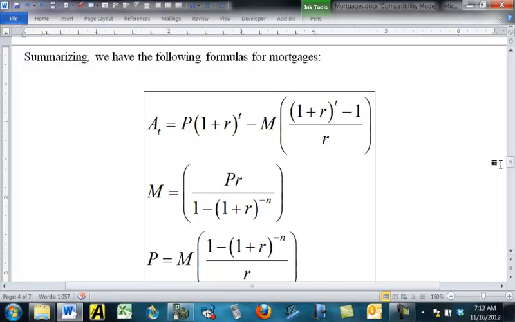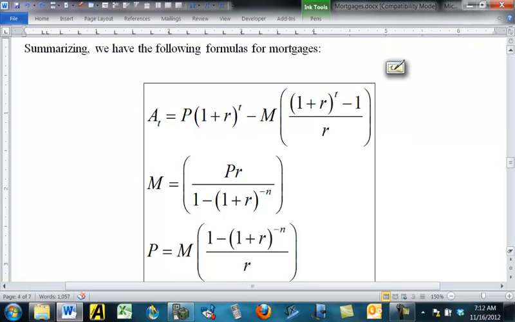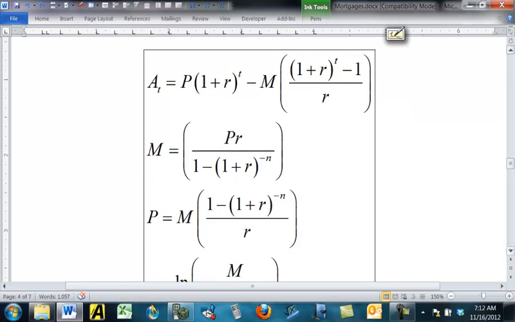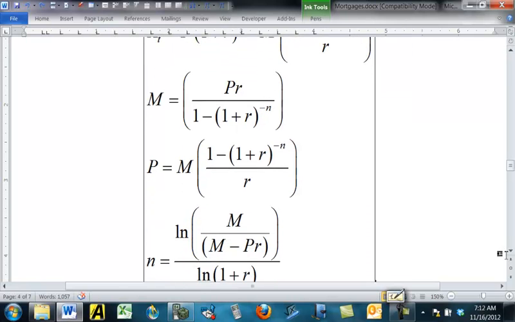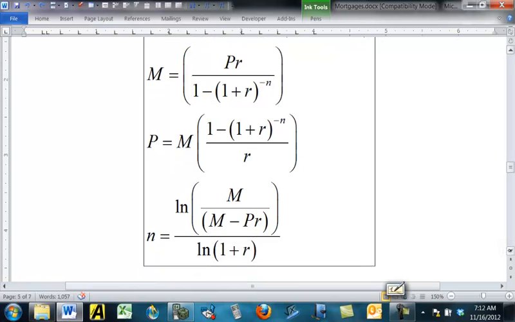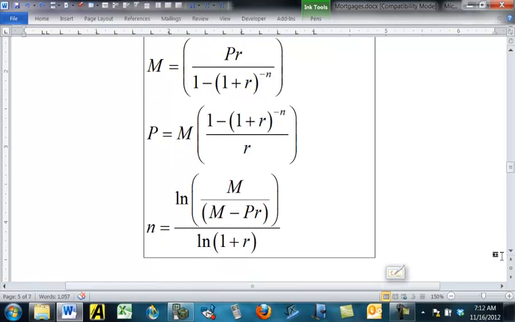If you let N be the total number of payments for the loan, then the monthly payment is PR over 1 minus (1 plus R) to the negative N. Take the same formula and just solve for P: P is M times (1 minus (1 plus R) to the negative N) over R. Take the same formula and solve for N, and we get this last expression. The only one that we don't know how to really solve for is R. We could solve for it using some calculator or approximation techniques, but we don't have any nice algebraic way of solving for R.